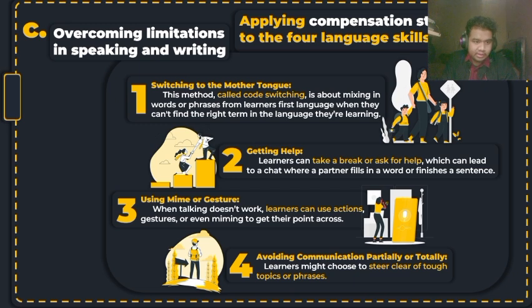Third, using mime or gesture. When talking doesn't work, learners can use actions, gestures, or even miming to get their point across. For example, someone might pretend to show how an object looks or works, or use their body to show how they feel, making sure the message gets through. Fourth, avoiding communication partially or totally. Learners might choose to steer clear of hard topics or phrases. This can mean leaving out tricky details or even cutting off a sentence to avoid confusion, which helps keep emotions in check and lets the topic move on to an easier subject.